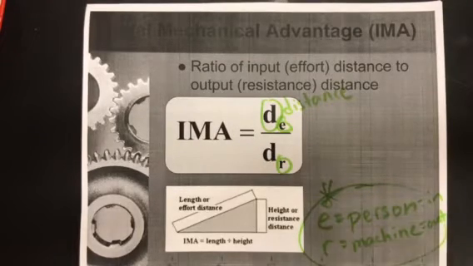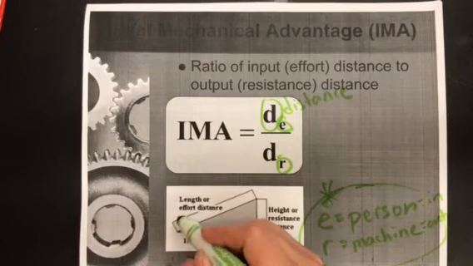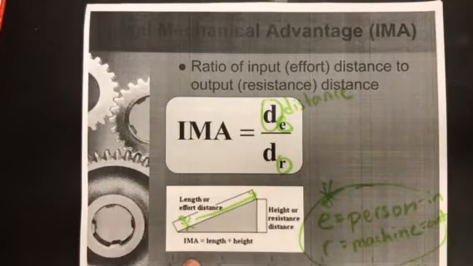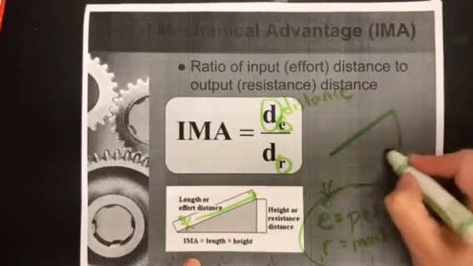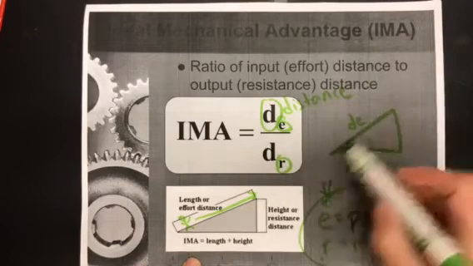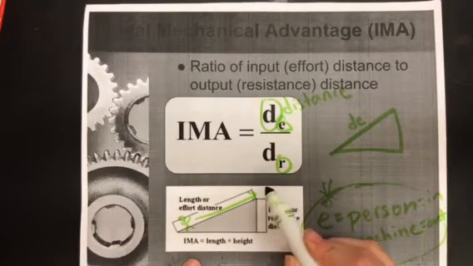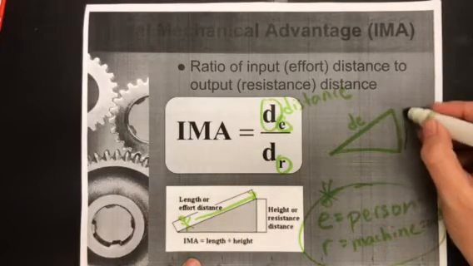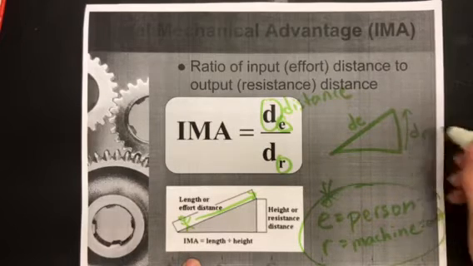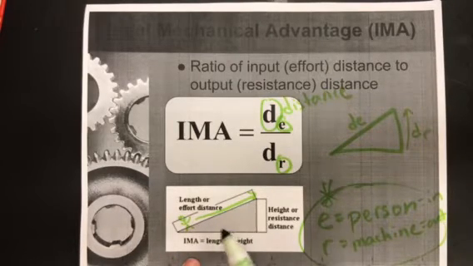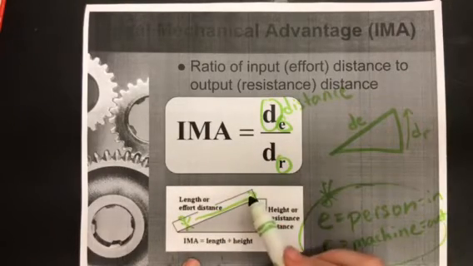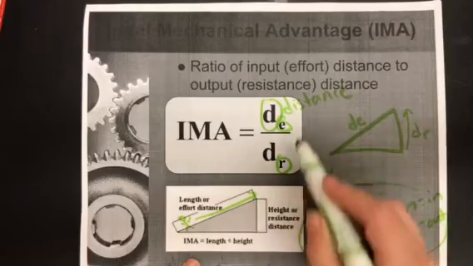So when it comes to a ramp, shown in this picture, the person has to walk up the ramp like that, right? So that means if you were to redraw this, this value would be the DE, because the person has to go that way, but the machine, which is the ramp here, the inclined plane, is actually bringing the object up. So that's going to be your DR. So when you have an inclined plane like this, to find the IMA, all you're going to do is the length, which is this, divided by the height. Same as this equation. Okay?